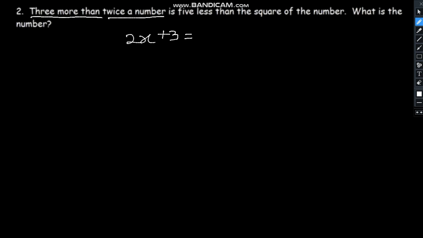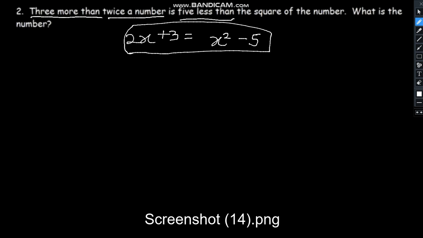Is means equal to. 5 less than. When I hear 5 less than, we have to write minus 5 from our previous lessons. 5 less than what? Less than the square of the number. This will be a quadratic equation. Since you haven't done quadratic equations, I won't solve this.